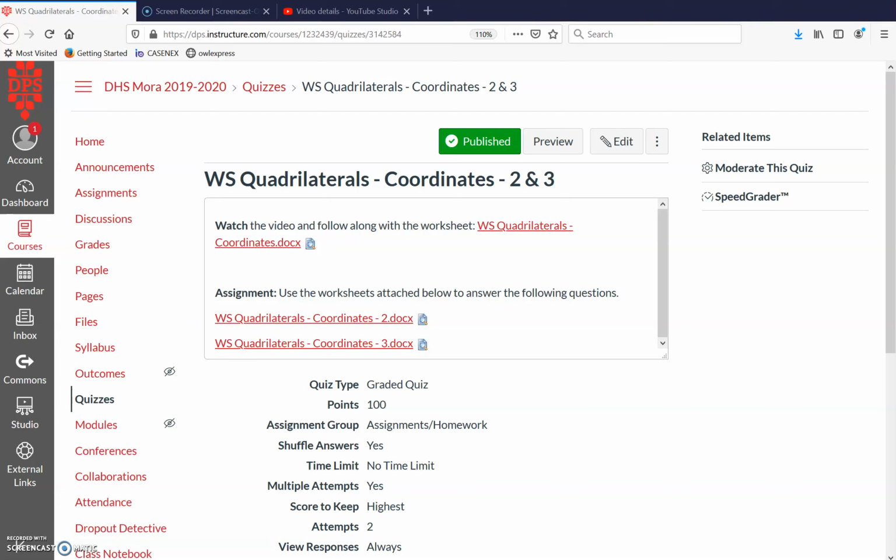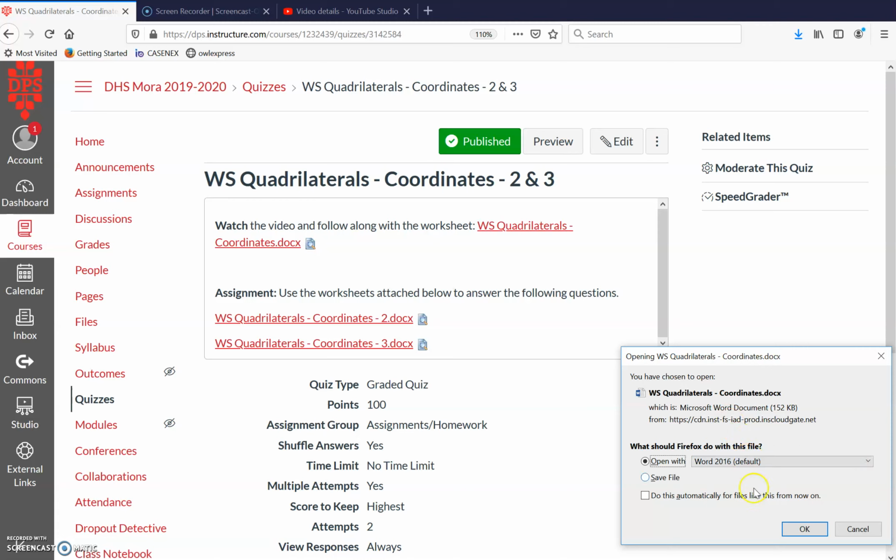Hello everybody, so for this video we are going to focus on the assignment that's on Canvas that's called Worksheet Quadrilaterals Coordinates 2 and 3. Your assignments will be these two worksheets at the bottom and you will need to input your answers on Canvas. For our notes, we are going to look at this first link that says Worksheet Quadrilaterals Coordinates.